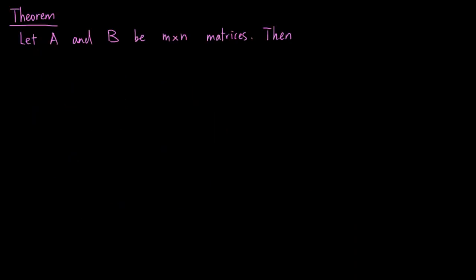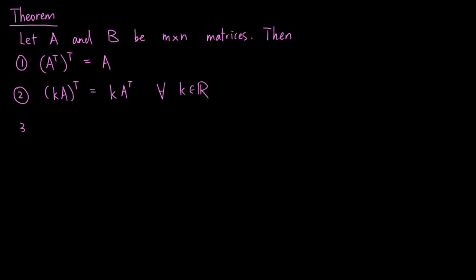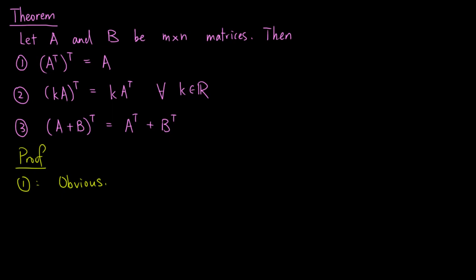Let's look at some properties of transposition. Let A and B be n by n matrices. Then, the first property is that (A transpose) transpose is equal to A itself. The second property is the transpose of kA equals k times A transpose for all real numbers k. The third property is that the transpose of A plus B equals the transpose of A plus the transpose of B. The first property follows from the definition in the sense that if I swap the rows and columns of A and swap again, it is the same as not swapping.